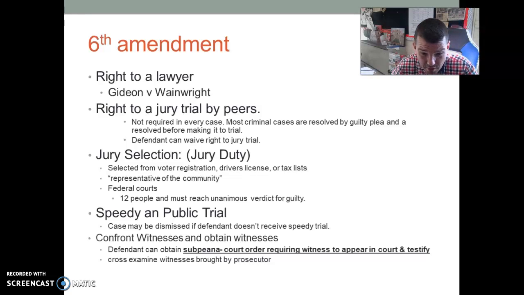Defendants can also obtain a subpoena. So what does a subpoena mean? A subpoena means a court order requiring witnesses to appear in court and testify. So sometimes you might have people who might be unwilling to testify in the trial. Well, if that's the case, you can get a subpoena, a court order that basically forces them to do that. And as I said before, your defense has the right to cross-examine witnesses that are brought by the prosecution. So those are all protections by the Sixth Amendment that protects your rights as the accused.